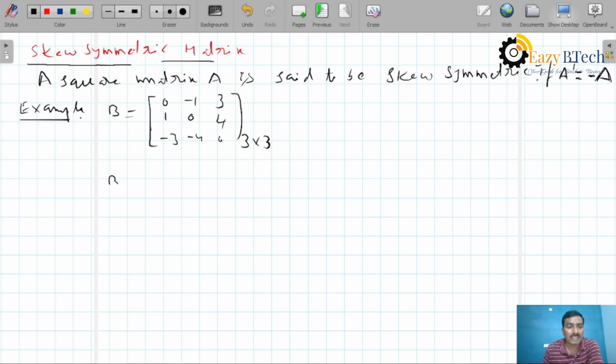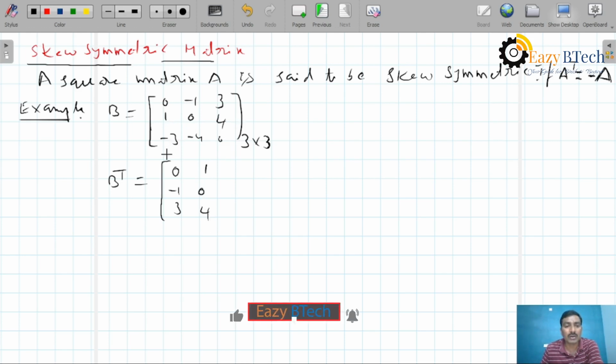Now, just calculate B transpose. B transpose means first row converted into first column. What is the first row here? The first row is 0, minus 1, 3. 0, minus 1, 3 can be written as the first column. Now come to the second row, 1, 0, 4. This second row is converted into the second column, 1, 0, 4.